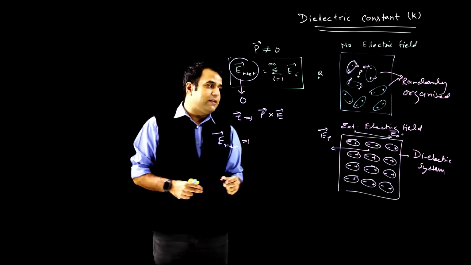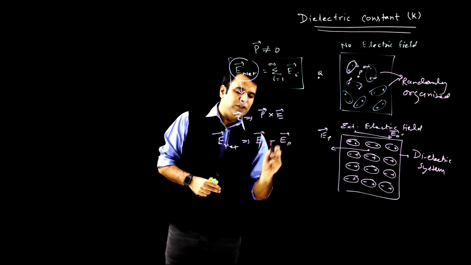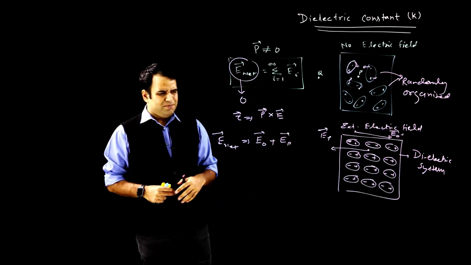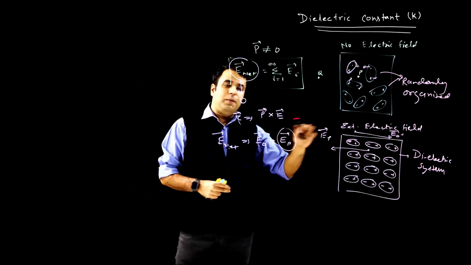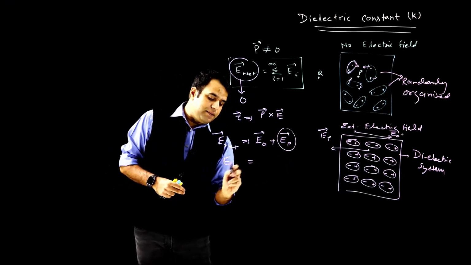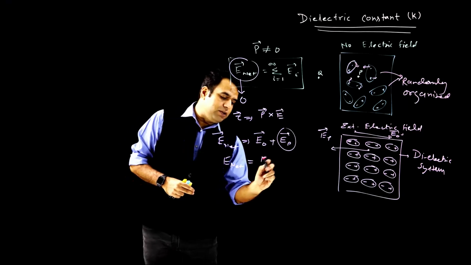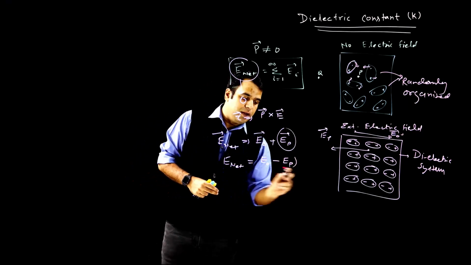that will be E naught minus EP. I should say E plus EP actually. But since we are taking the vector summation here, and we already know the direction of EP will be opposite to E naught, magnitude wise, E net will be equal to E naught minus EP.